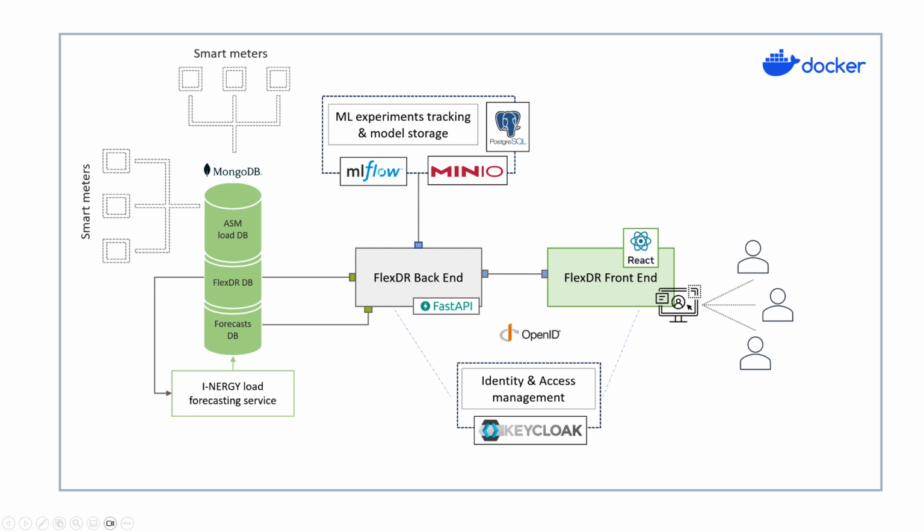The implementation of the FlexDR web application is built upon a FastAPI backend service paired with a React frontend service. Identity and access management are handled using Keycloak and the OpenID Connect protocol.